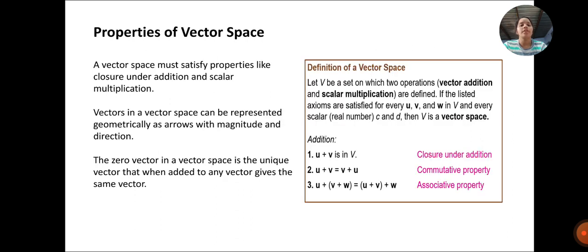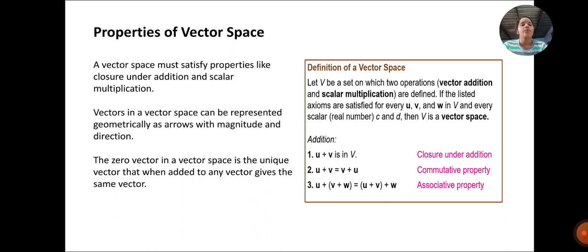Properties of vector space. A vector space must satisfy properties like closure under addition and scalar multiplication. Vectors in a vector space can be represented geometrically as arrows with magnitude and direction. The zero vector in a vector space is the unique vector that, when added to any vector, gives the same vector.